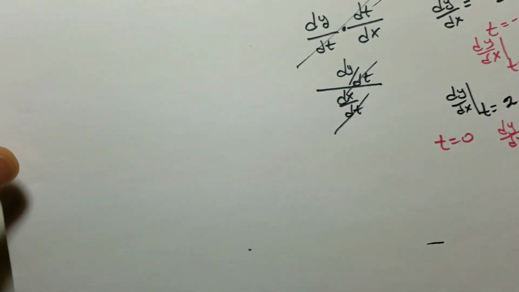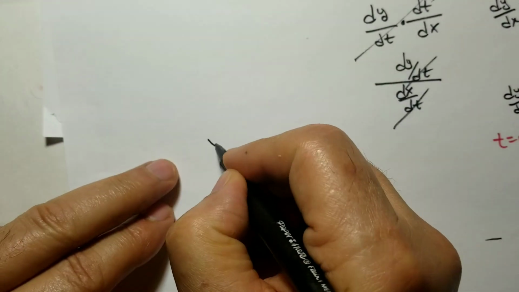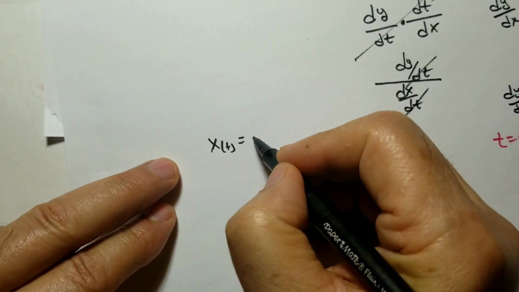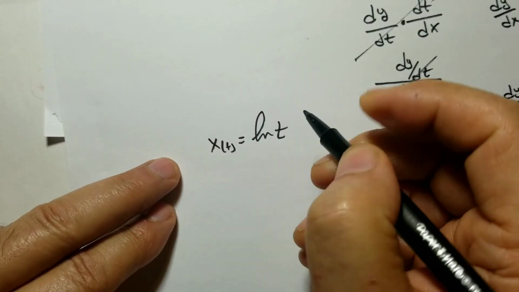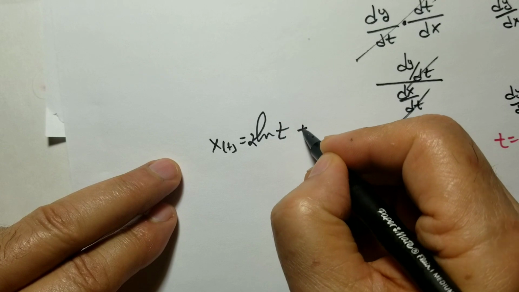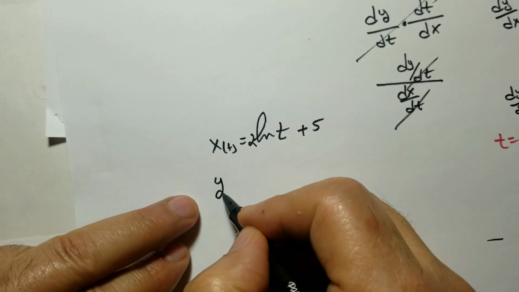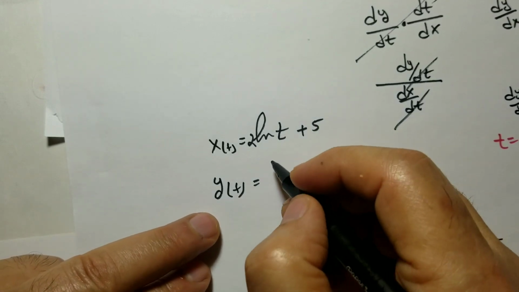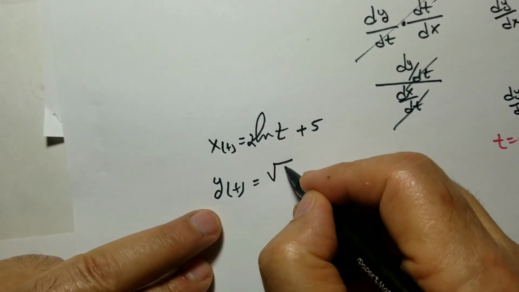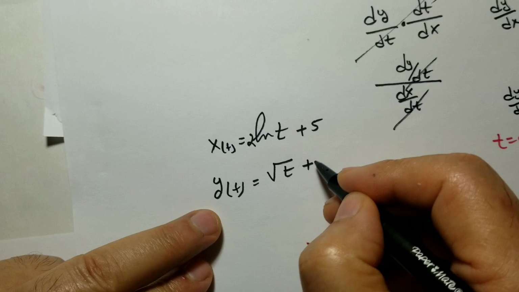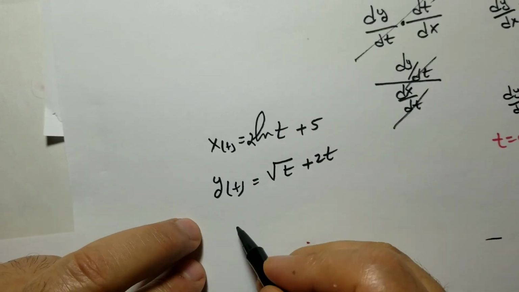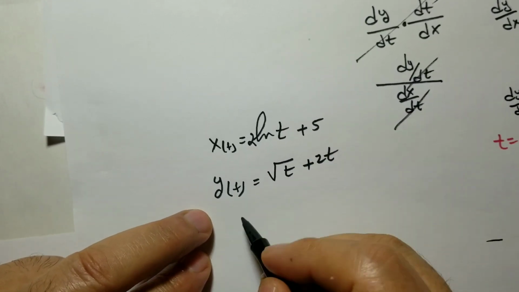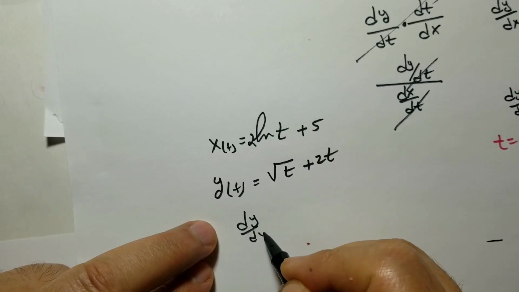Okay, let's make it a little bit more complicated function. I have x of t equal to natural log of t, 2 natural log of t plus 5, and y of t equal to square root of t plus 2t. And somebody said, what is dy dx?